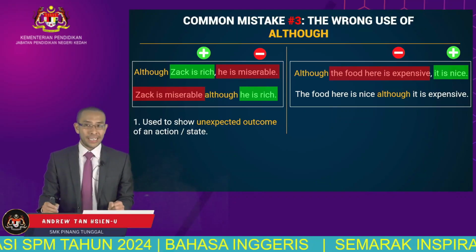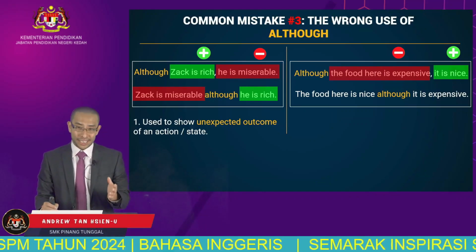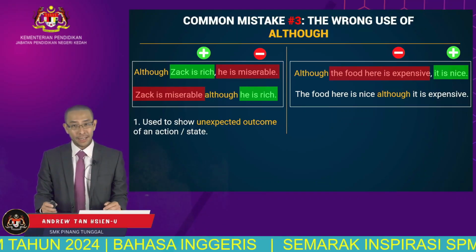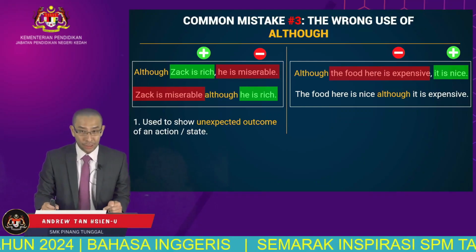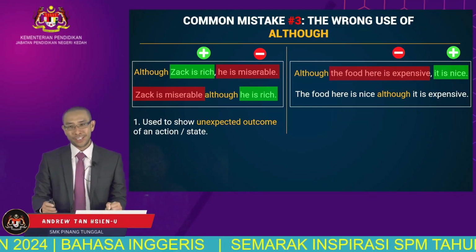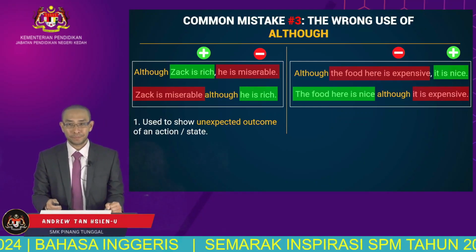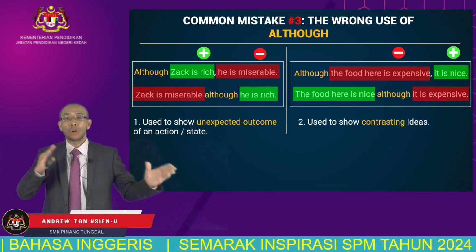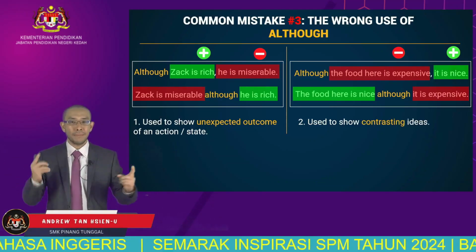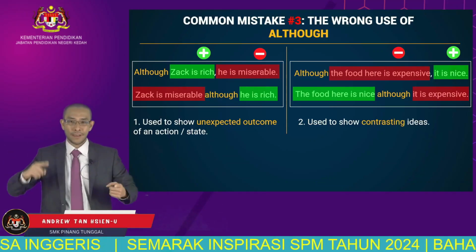The food here is nice, although it is expensive. Again, if we put although in the middle, do we need to use a comma? No, we do not. Okay, so here in this example, although is used to show contrasting ideas. Contrasting means opposite. One positive and one negative.